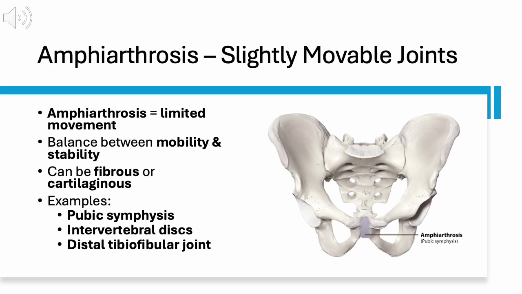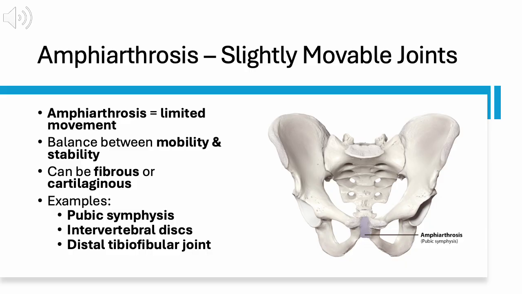An amphiarthrosis is a slightly movable joint. These joints allow for limited flexibility while still maintaining structural support. You'll often find them in areas that need to absorb stress or allow for small movements that add up across a region of the body. These joints can also be either fibrous or cartilaginous. A fibrous example is the distal tibiofibular joint, which provides a bit of give to support ankle motion.